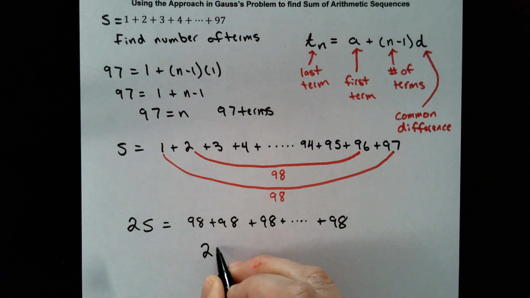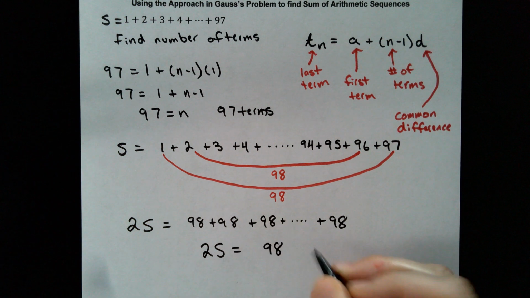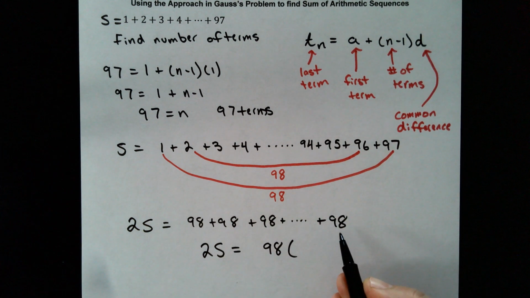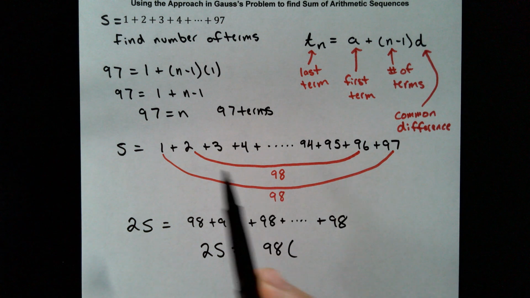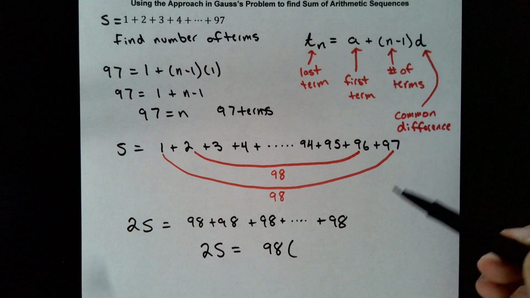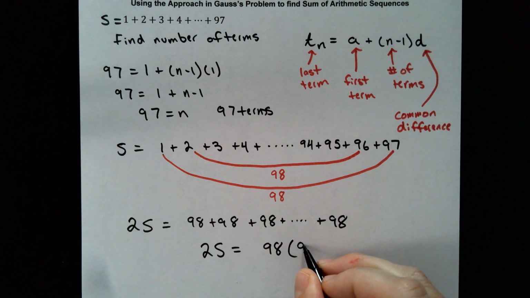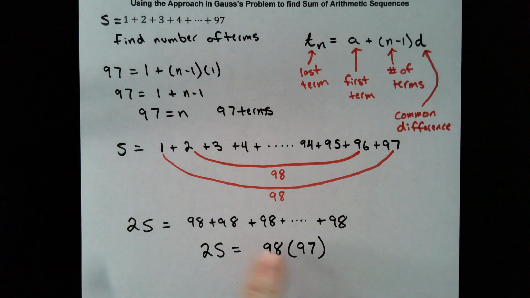Now I can say that 2S is equal to 98. How many 98s do I have in this problem? Well, if it's the same number of terms as this, we already found that. There's 97 terms. So if there's 97 terms in this, there's 97 terms in this. So I can say, how many 98s do I have? Well, I have 97 of them. So this sum right here would be 98 times 97.